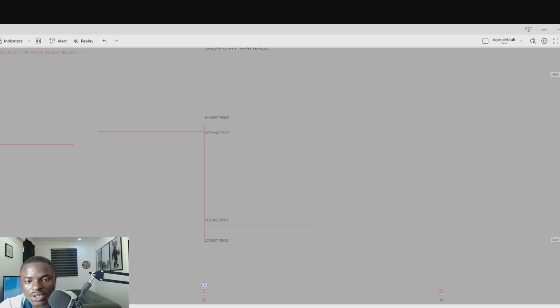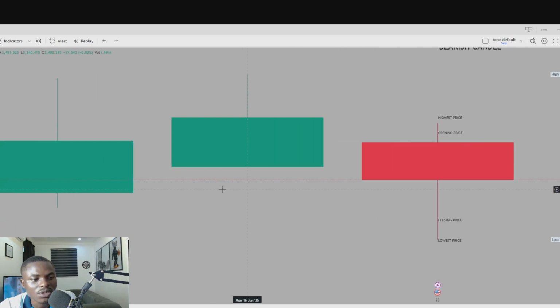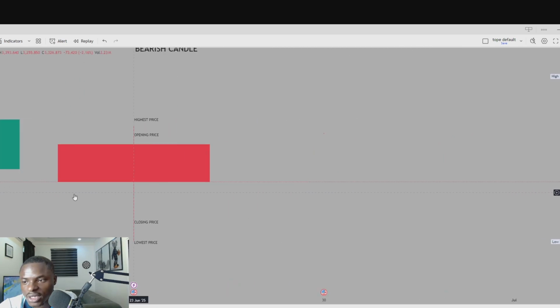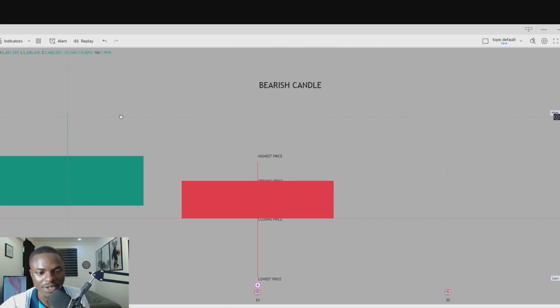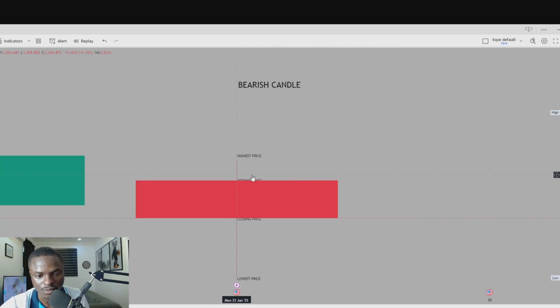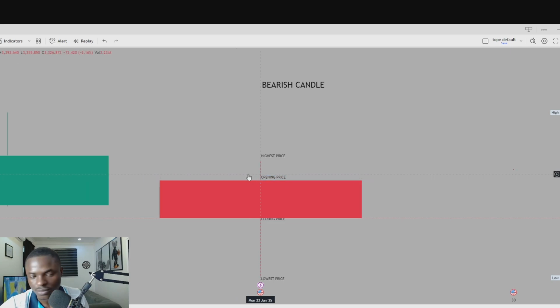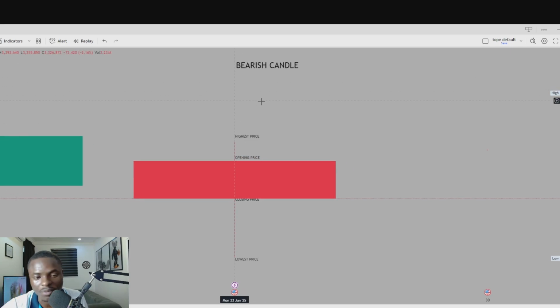Let me put it in the perspective of the real candle. You see, this is the bearish candle. We created the highest price. This is an example of a bearish candle. This is the perfect example of a bearish candle. As you can see, for the bearish candle, the opening price must be above the closing price. So we opened right here, created the highest price, this is where the price got to, and we start selling down. This is the lowest, and we closed below this place. So this is how to identify a proper bearish candle.